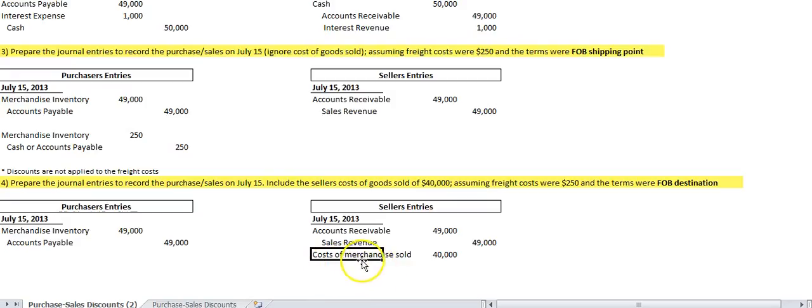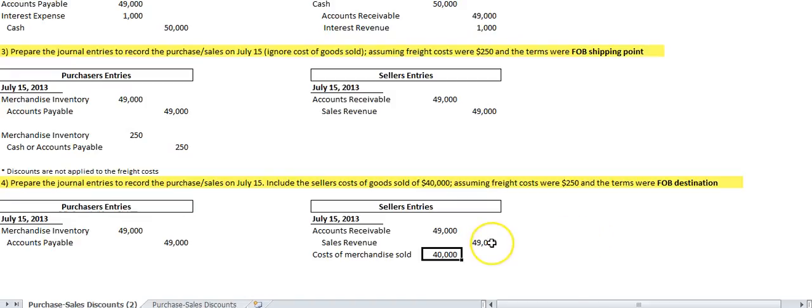So cost of merchandise sold is $40,000. That's going to be your expense, right? So if you notice here, 49 is the sales revenue, 40,000 is the expense. What's your gross profit on this sale? The gross profit is $9,000, right? 49,000 minus 40. And so in a multi-step income statement, you would see gross profit.